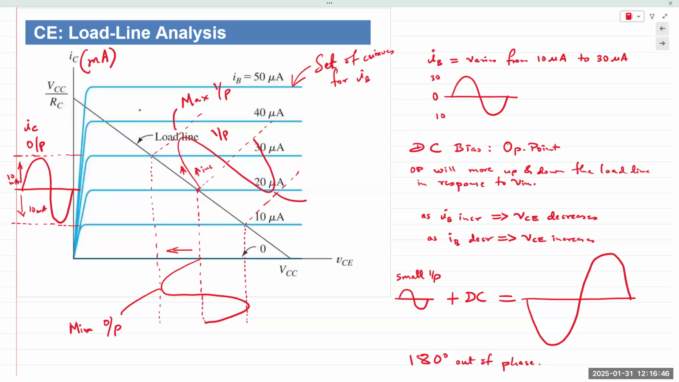And then the minimum value of the input gives us the max value of the output. Right? This is obviously 0. VC is increasing in this direction. IC is increasing in this direction. And 0, of course, means that's the center line of my output.